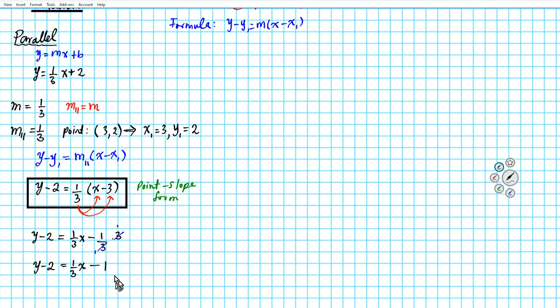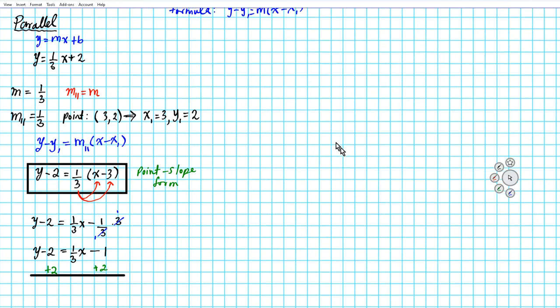To finish it off, we'll simply add 2 to both sides of the equation, and that will result in the isolation of y. And our final answer is going to be y equals 1/3 x plus 1. All right, so let's call it y parallel since it's parallel to the original line. And this form that we have right here is the slope-intercept form.